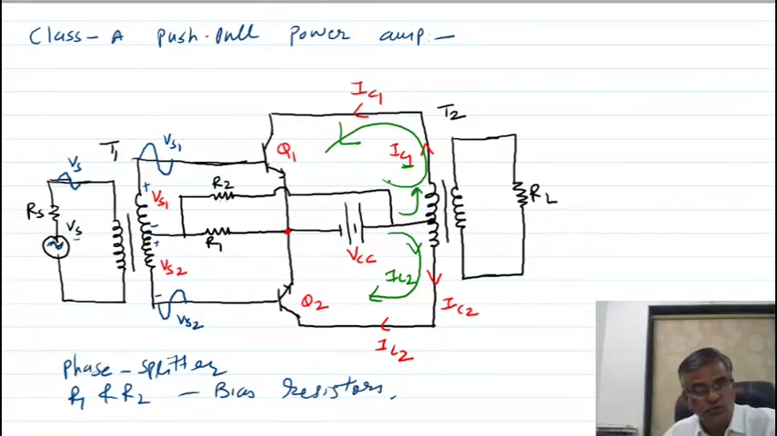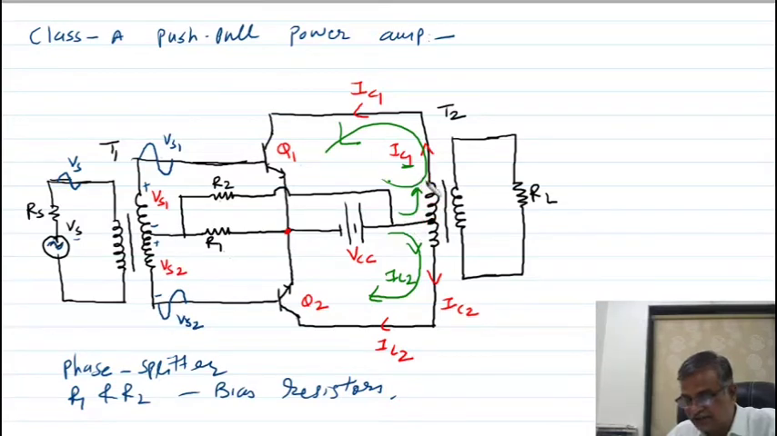So R1, R2 provide the proper bias to the transistors Q1 and Q2. As a result, collector current flows through both the transistors for both halves of the AC input cycle. Here in Q1, DC current will flow like this. In Q2, current will flow like this. I think you understand. Now, this VCC is connected to the center point of the output transformer T2. As a result, current will flow in both halves in this direction, you can see here.